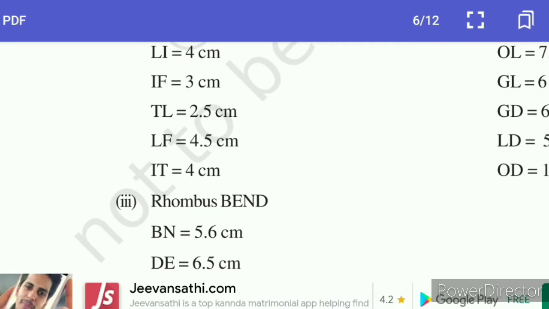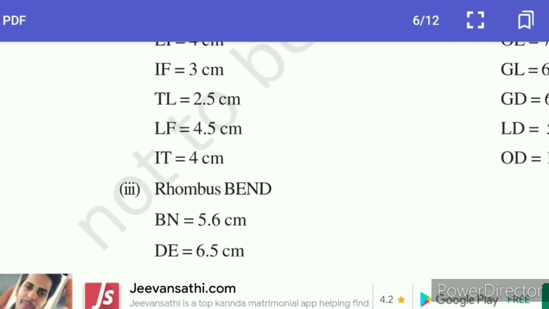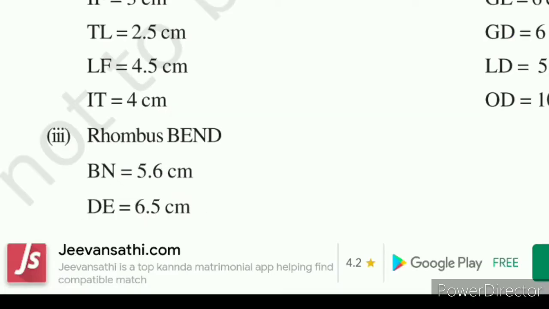In that they are given only two measures. Are they sides or diagonals? BN, it is a diagonal. DE, it is also a diagonal. There are no side measures given, only two diagonals are given. So if they are given two diagonals, how to construct a rhombus, that is what we are going to discuss now. We should use the diagonal properties of a rhombus. What is the diagonal property? We know that in a rhombus two diagonals bisect each other at 90 degrees. Using that property we are going to construct the rhombus BEND.